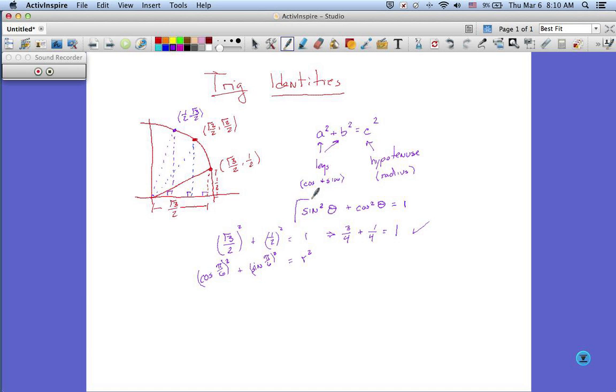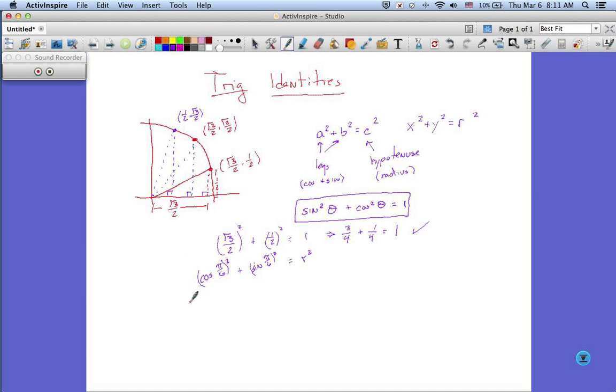This is identity number 1. Sine squared plus cosine squared equals 1. And this identity, we're going to build other identities off of. So this is the one you want to memorize, and you really know it already. A squared plus B squared equals C squared. X squared plus Y squared equals R squared, the equation of a circle. This is the equation of the unit circle.